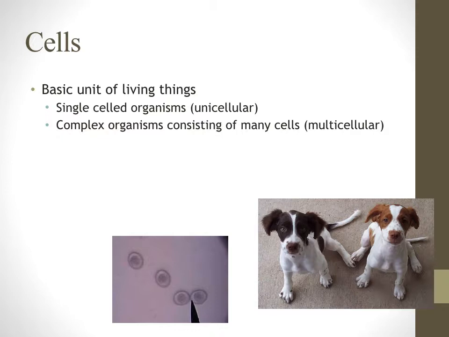And then most of the organisms we're going to be studying, especially in this class, are going to be complex organisms, so multicellular organisms, like our canines and felines and us, and they're basically made up of lots and lots of different types of cells. So we're going to be looking at, in particular, the hematologic or blood cells in this class.